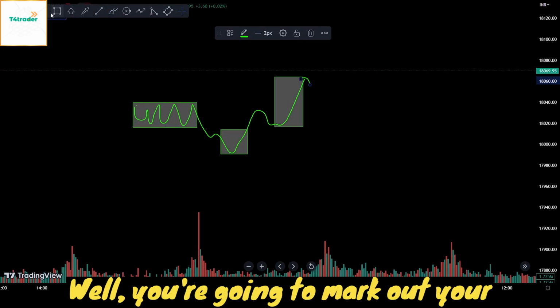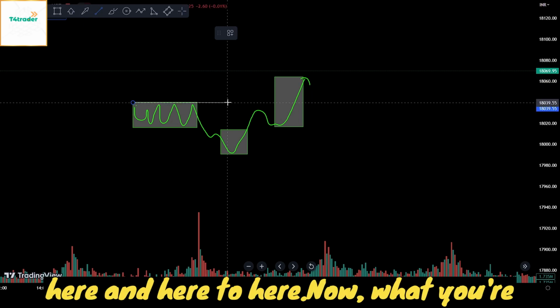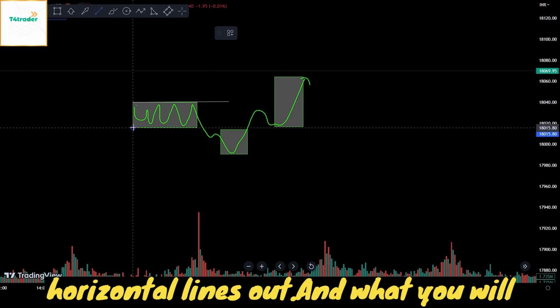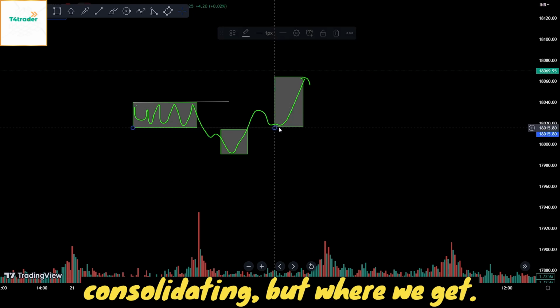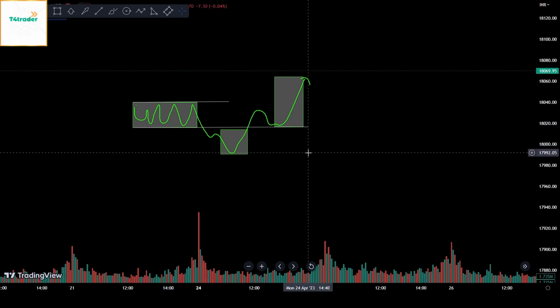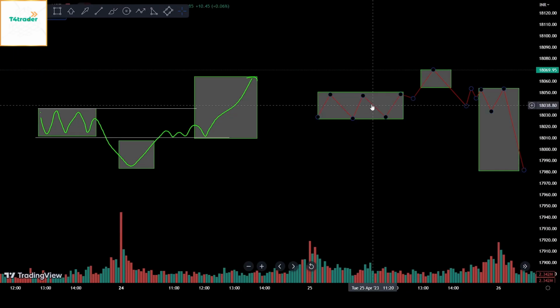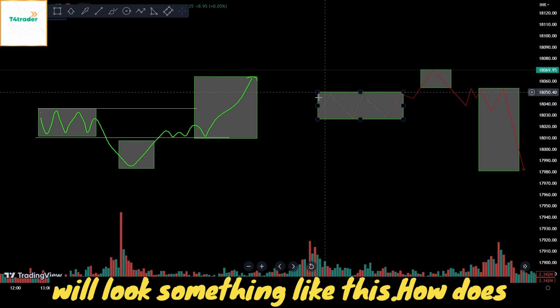Well, you're going to mark out your consolidation range. So from here to here and here to here. Now what you're going to do with that is expand these horizontal lines out. And what you will look for is not so much where we're consolidating, but where we get aggressive moves out of a range and aggressive moves back into a range. Similarly, if we have a short setup, it will look something like this.